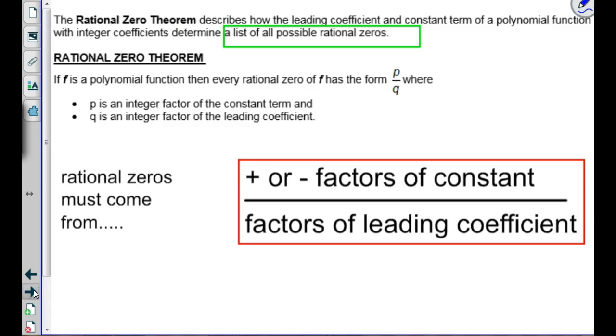Does it look like this on your sheet, maybe? It says P over Q. So this is what the question will say on the quiz: a list of all possible rational zeros. You are going to have to take all of the factors of the constant term and divide it by the factors of the leading coefficient. We'll do enough of these that everybody will get it. The problem is some of you will do them upside down. The factors of the constant go on top. The factors of the leading coefficient go on the bottom.